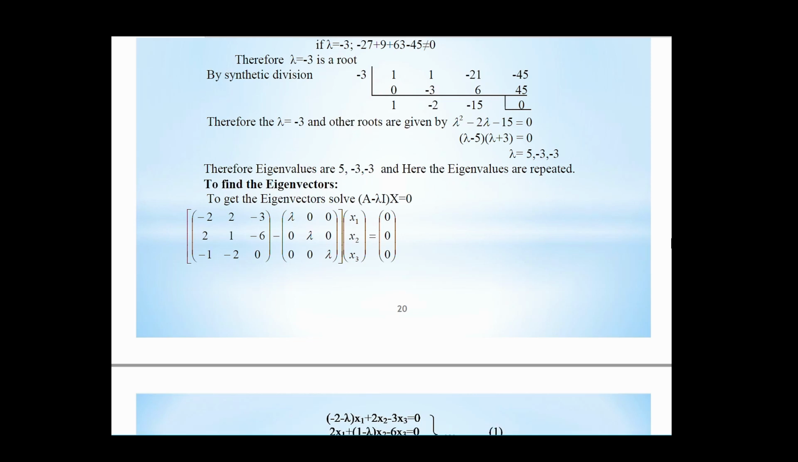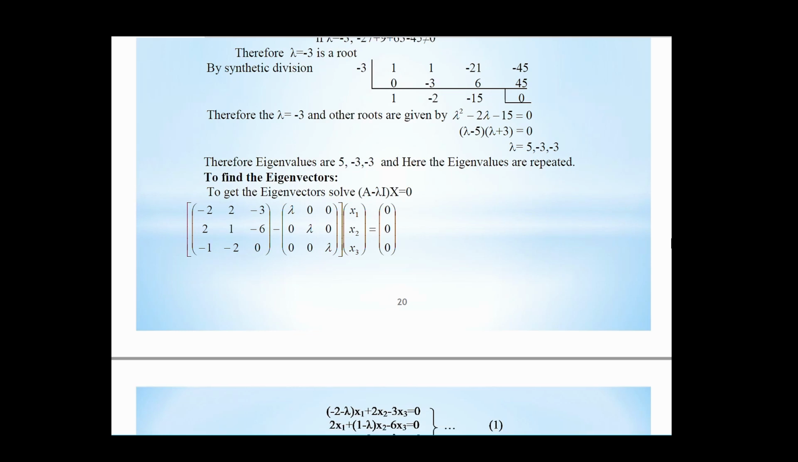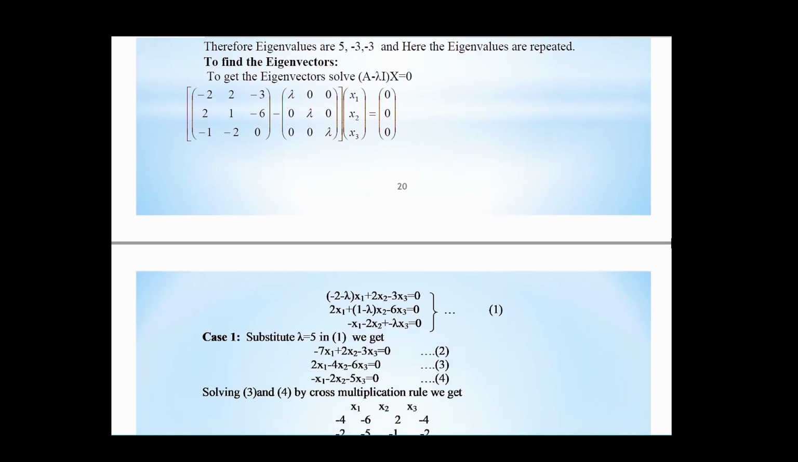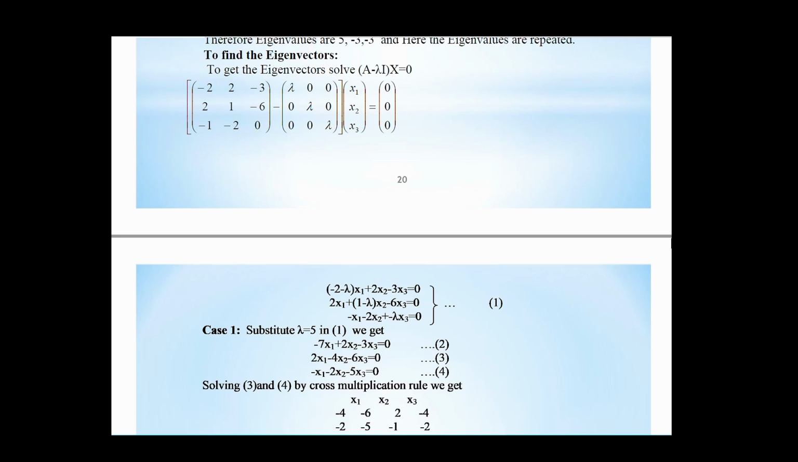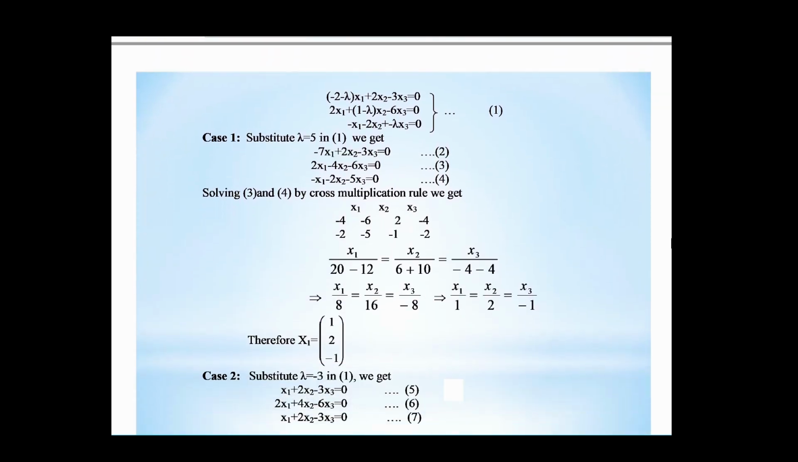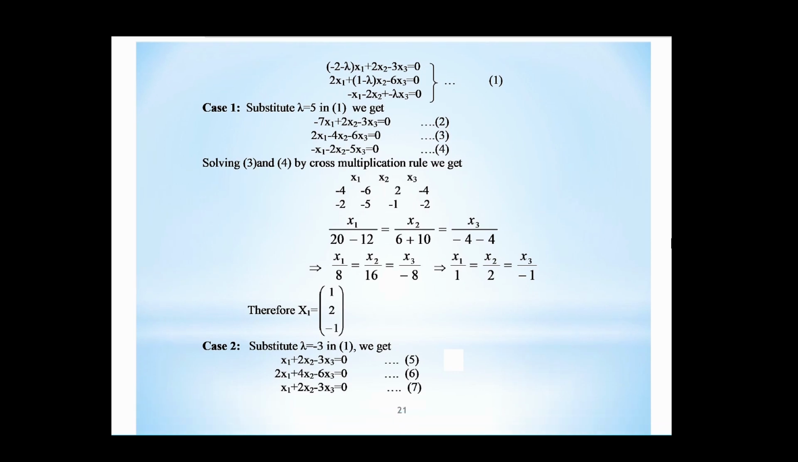Here two eigenvalues are repeated, minus 3 and minus 3. Here also we find the eigenvectors for the given matrix by applying the equation (A minus lambda I)x equal to 0. We frame the system of equations: (minus 2 minus lambda)x1 plus 2x2 minus 3x3 equal to 0, 2x1 plus (1 minus lambda)x2 minus 6x3 equal to 0, minus x1 minus 2x2 minus lambda x3 equal to 0. First, in case 1, we substitute lambda equal to 5.